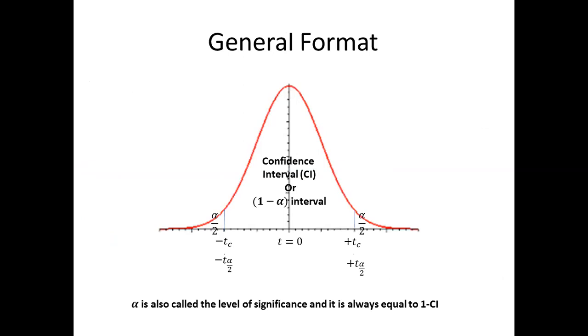This general format can graphically be shown something like this: if we have a normally distributed random variable of T, because now we are working on T scores, then always remember that whenever we are working on the interval estimation, the area is taken as a two-tailed area, that is from the central value. So the confidence interval or CI would be in the center, and all the area outside this confidence interval we symbolize with alpha, or it is also called the alpha area.